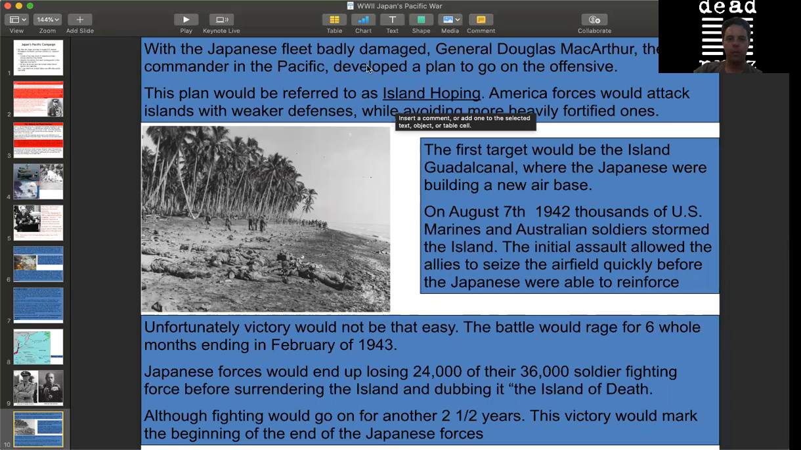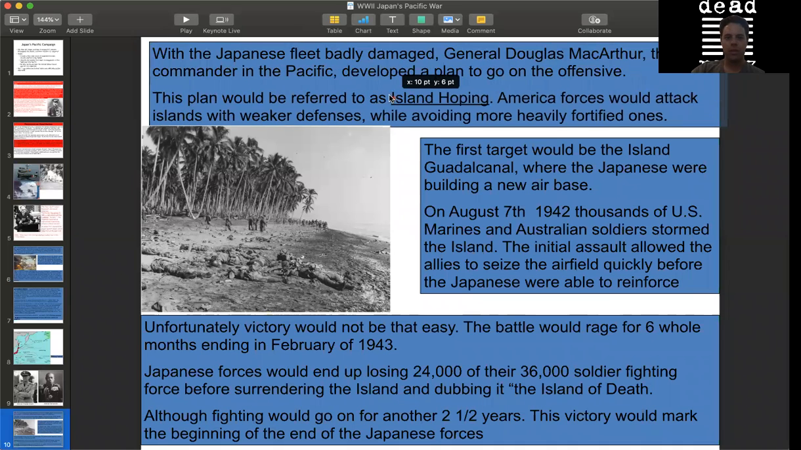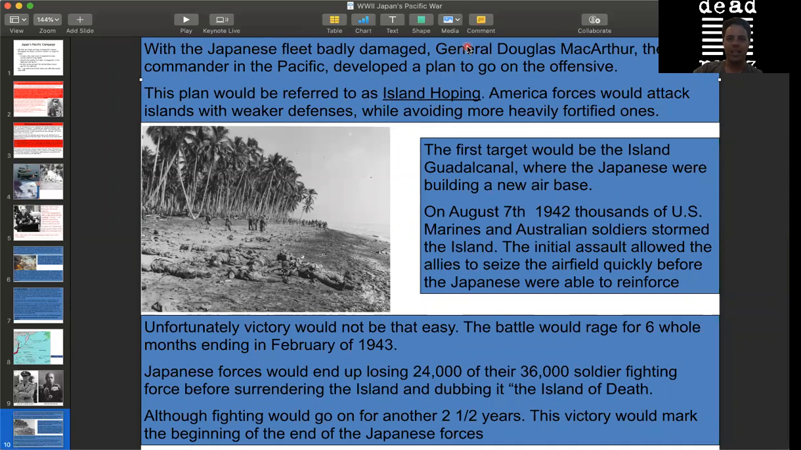What island hopping is, essentially, is going from one island to the next. The whole point here was that they would attack islands with weaker defenses while avoiding more heavily fortified ones. This island hopping would allow them to skip around and then isolate the heavily fortified Japanese islands. It would also save time, and it would also save tons of lives.